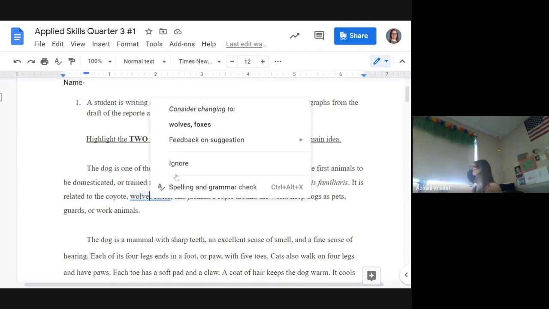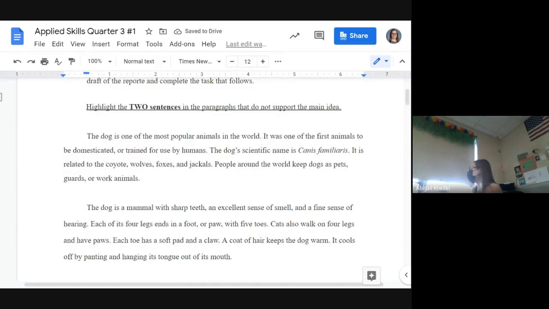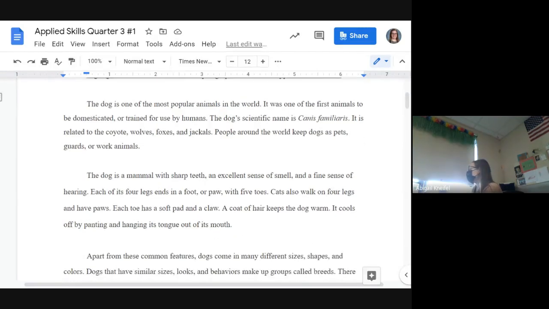It is related to, I don't know why there's not a cat on there, it is related to the coyote, wolves, foxes, and jackals. People around the world keep dogs as pets, guards, or work animals. The dog is an animal with sharp teeth, an excellent sense of smell, and a fine sense of hearing. Each of its four legs ends with a foot or paw with five toes. Cats also walk on four legs and have paws. Each toe has a soft pad and claw. A coat of hair keeps the dog warm. It cools off by panting and hanging its tongue out of its mouth.